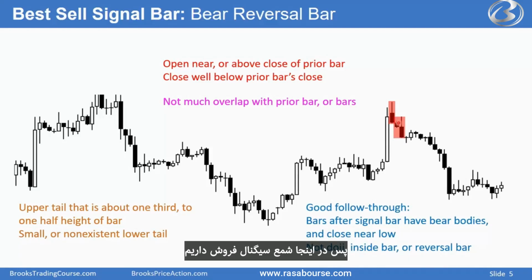Sell signal bar and good follow-through bar closing on its low. So now we have three consecutive bear bars closing on or near their lows at the top of a trading range. To me, that means we're probably going lower. The market's probably always in short at that point.